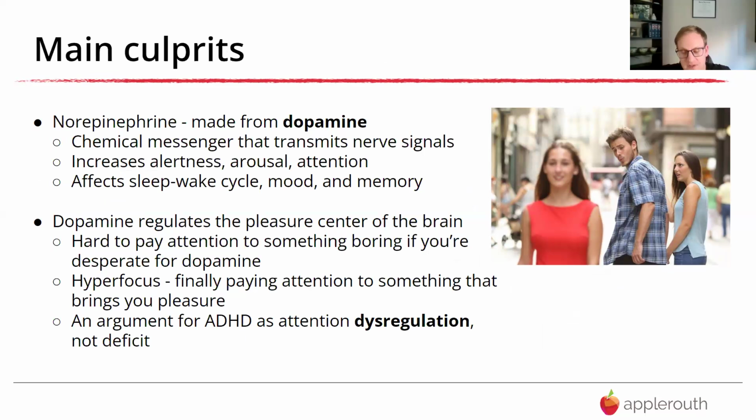Staying technical again for just a little while, some of the main culprits of ADHD and ADD: norepinephrine, which comes from dopamine, something that most people are familiar with, something in the brain that makes us feel good. Norepinephrine transmits nerve signals, which increase alertness, arousal, our attention, and affect our sleep cycle and our mood. If you have a deficiency of dopamine, then it's very hard to regulate and to pay attention to something, especially if you find it boring.